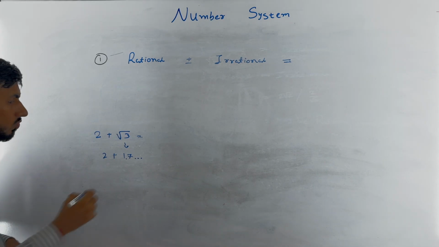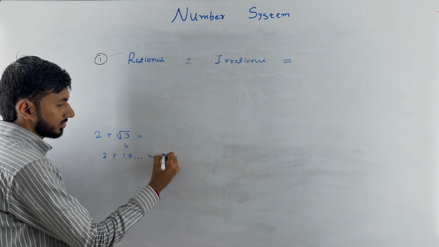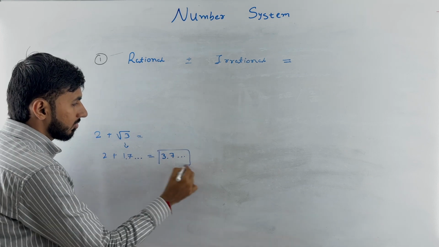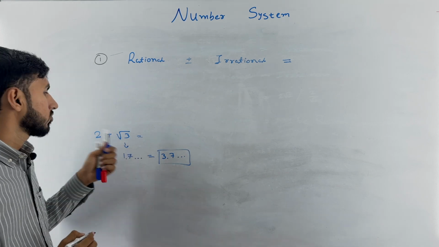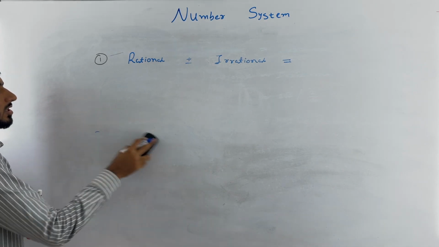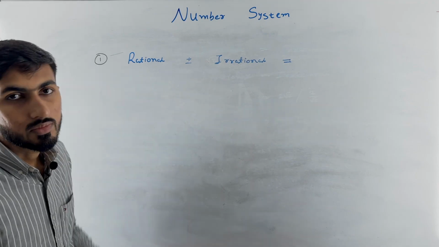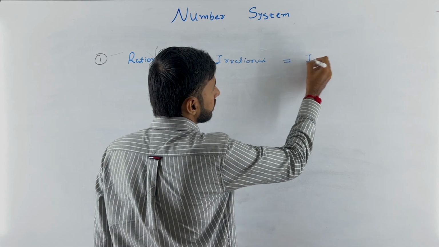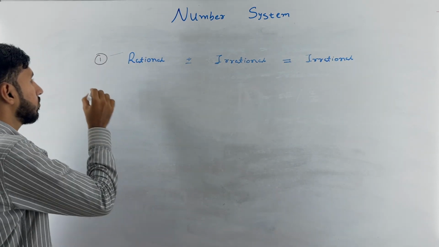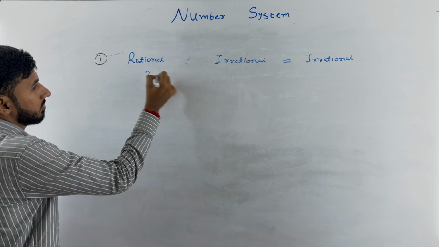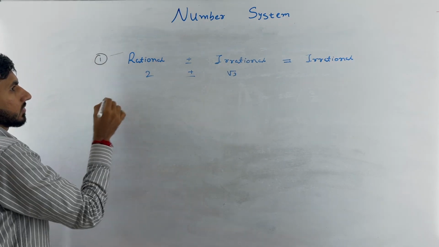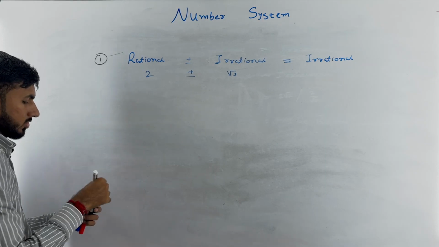and here I can put 2. Now what if I add this 2? The answer will be 3.7 and it will go on, right? So this is non-terminating and non-repeating. So 2 plus root 3 is an irrational number, right? You can take any example that you want. If you add one rational number to one irrational number, the answer will always be irrational, right? Now for the second case, if you want to write an example, you can write simply any example that you want, right? The answer will be irrational.